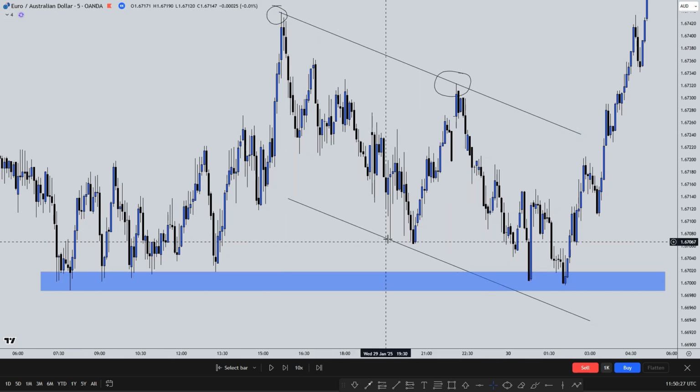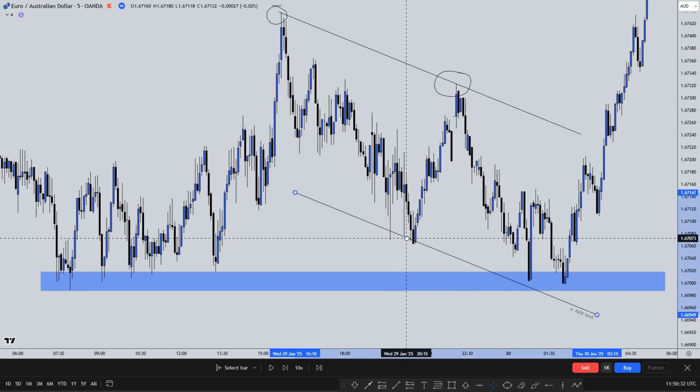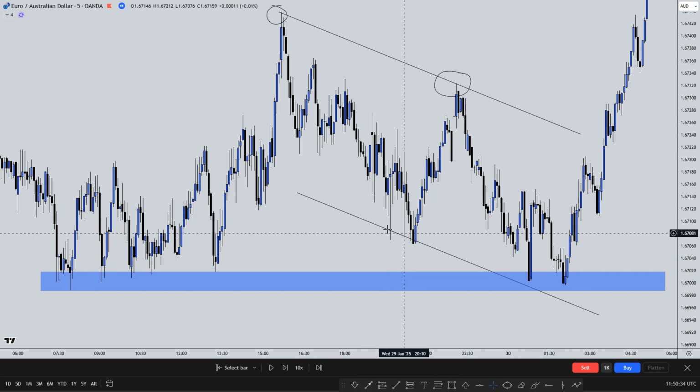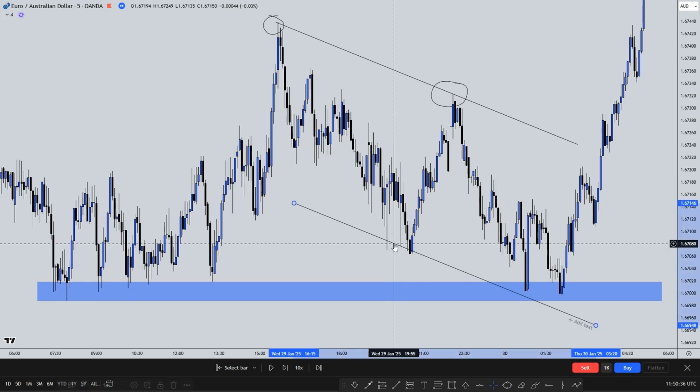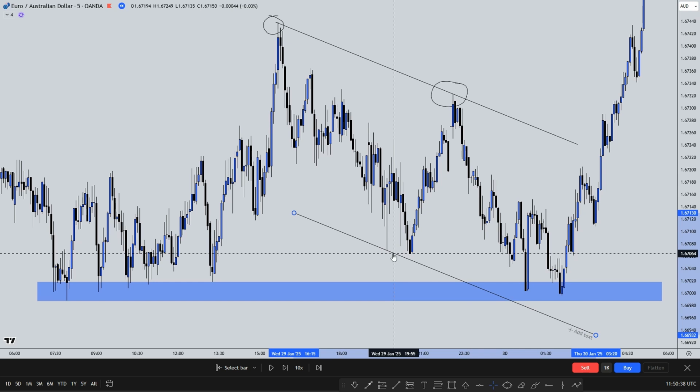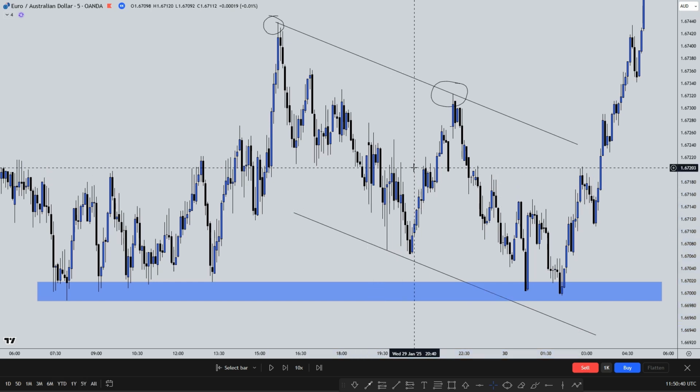You could either do it, I always find duplicating it to the wicks is the best bet. If you did something like this to join more wicks, great. But for me, I would always say just go off the wicks themselves. It's a lot more accurate and a lot less subject to human interpretation of it.